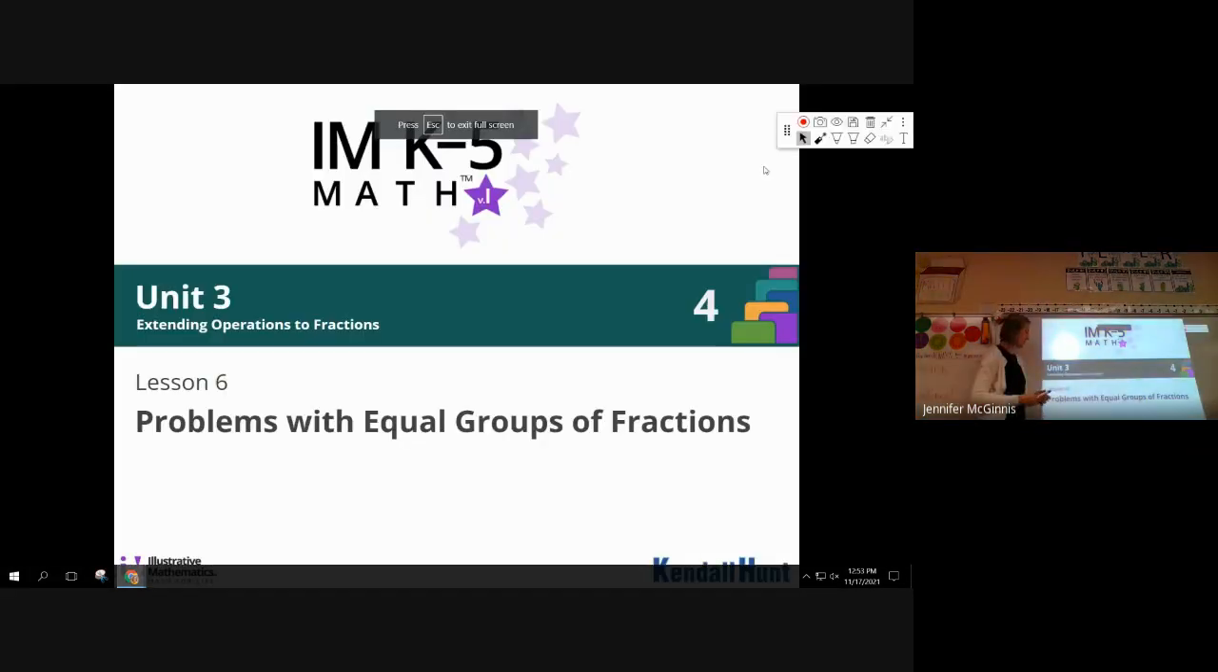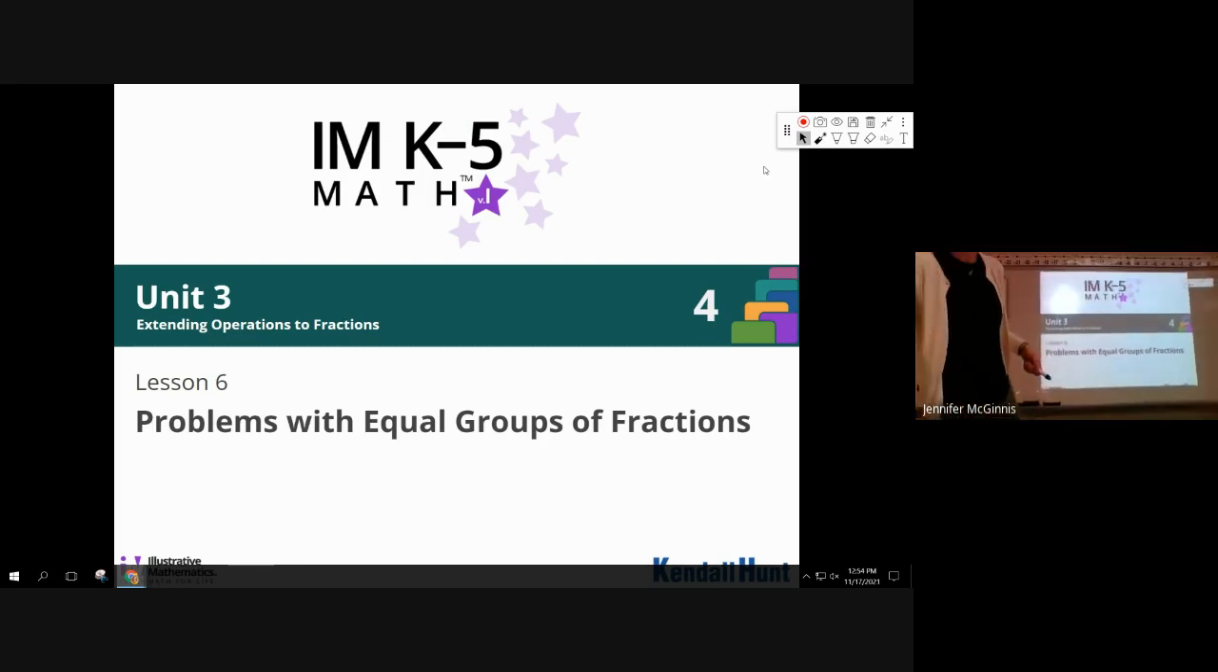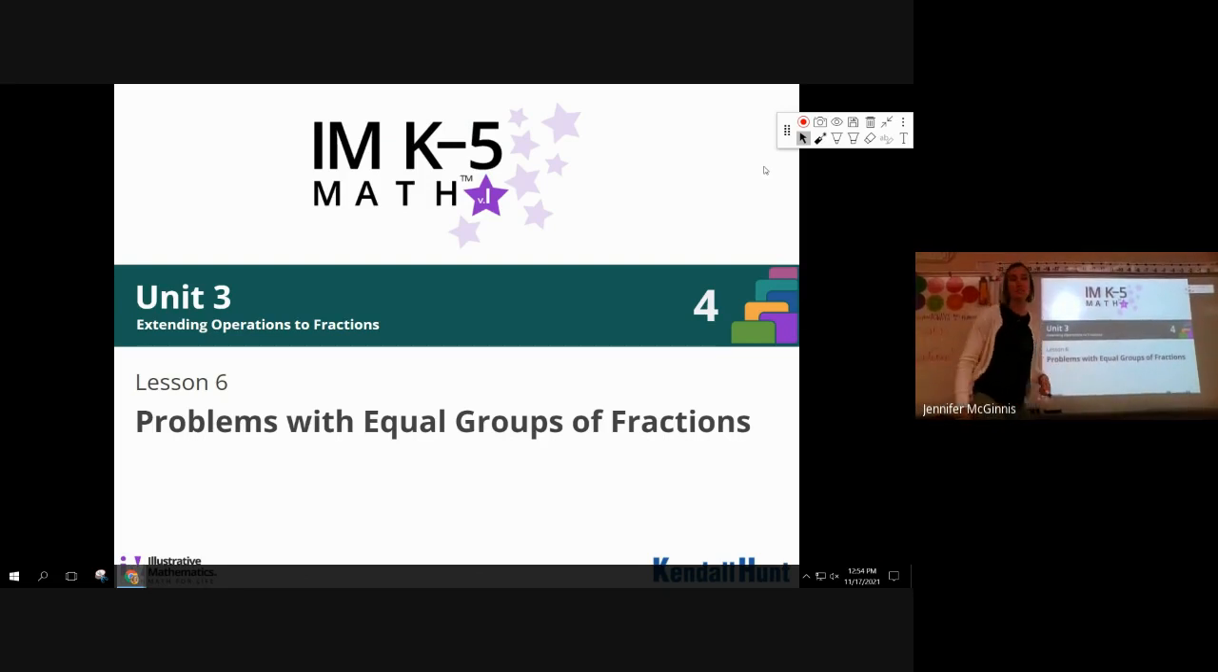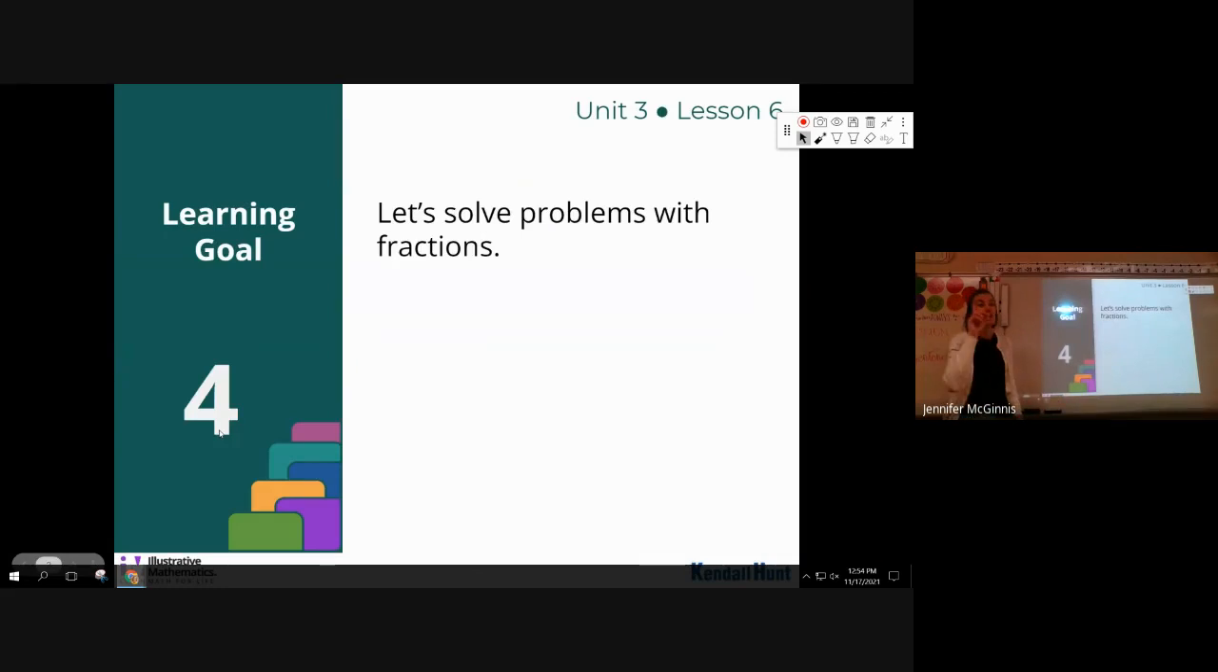So here we go. Today's lesson, we are talking about problems with equal groups of fractions. I'm finding that usually when it says problems right here, it means word problems. So we're talking about word problems and how to apply these multiplication strategies to different stories that we might encounter in our lives. So, let's solve problems with fractions, shall we? Yes, we shall.